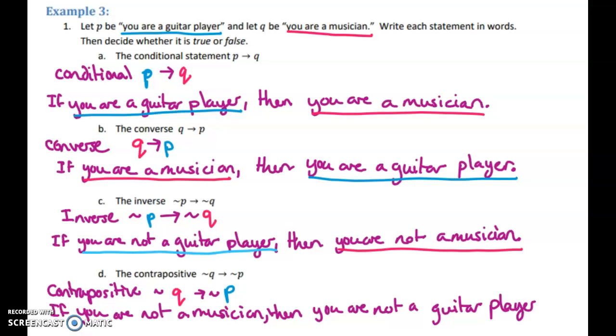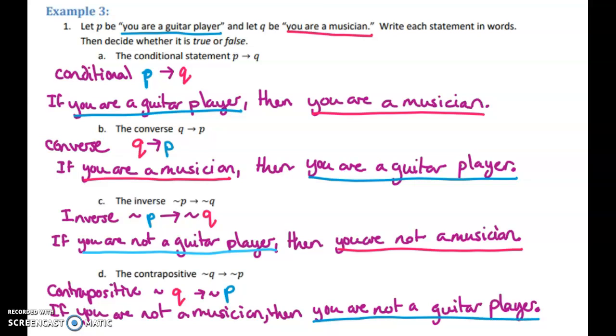Now, that is true, once again, for two reasons. First of all, our foldable on equivalent statement said a conditional and its contrapositive are equivalent. That means they're either both true or both false. So we had decided at the very beginning, if you are a guitar player, then you are a musician was true. So that means this one must be true.